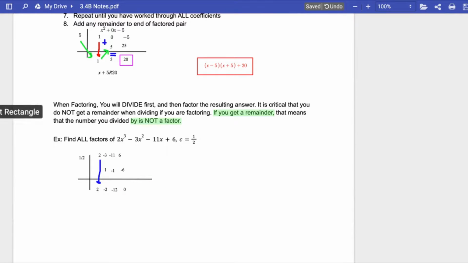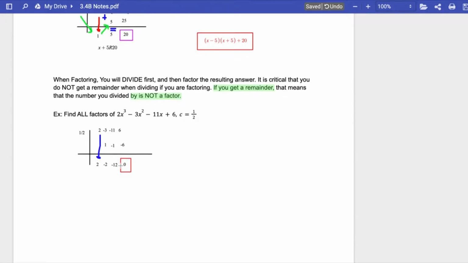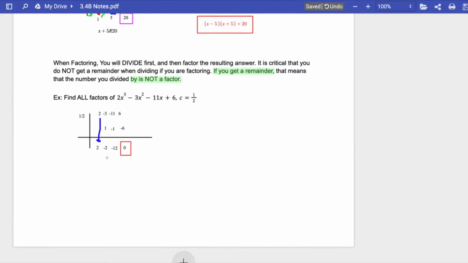We wanted it to end up with no number here in this last box, which means it has no remainder. So we did a pretty solid job. Okay, so this means that 1/2 is a true factor or intercept of this function. So then now what I'm going to do is, remember, I need to convert this into actually a quadratic.